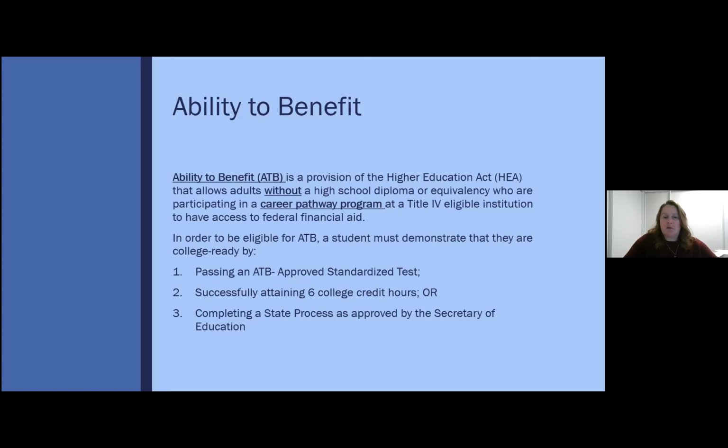In order to be eligible for ability to benefit, which is ATB, because we like letters and acronyms, a student must demonstrate that they are college ready by doing one of these three things. One, passing an ATB approved standardized test. This is a test that's been approved by the US Department of Education. They set the test, they set the score levels. Two, students can successfully attain 6 college credit hours. Seems doable, sort of. Or three, complete a state process, as approved by the Secretary of Education. This is what we're talking about, option number 3.